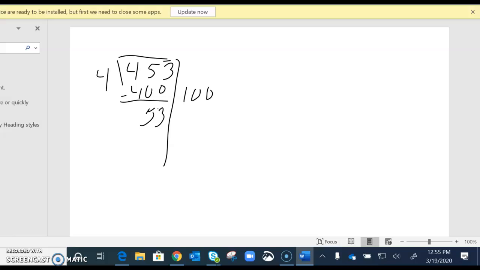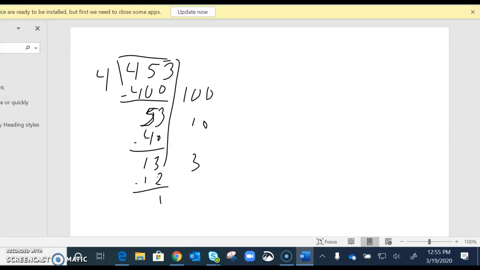You know your multiplication facts, and you know that 4 times 12 is 48, and so you know it'll go in that many times, but let's say you didn't. Let's just say, well, I know 4 times 10 is 40. You could subtract out your 40, and you're left with 13. And you know that 4 times 3 is 12, and you can subtract out your 12. You have 1 left over.